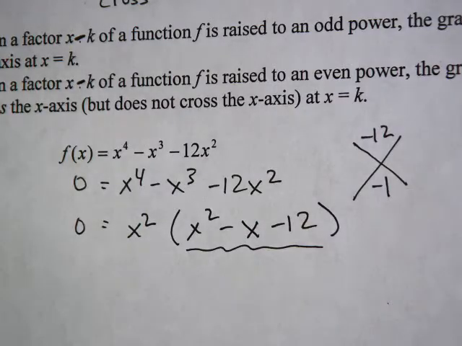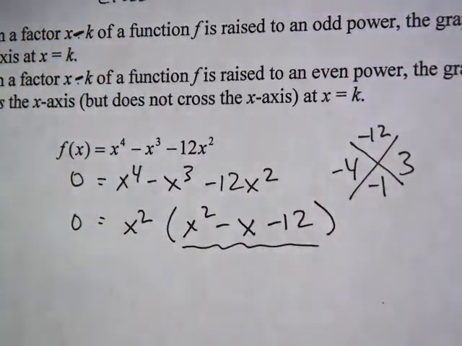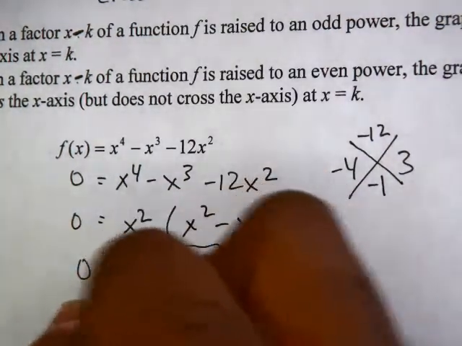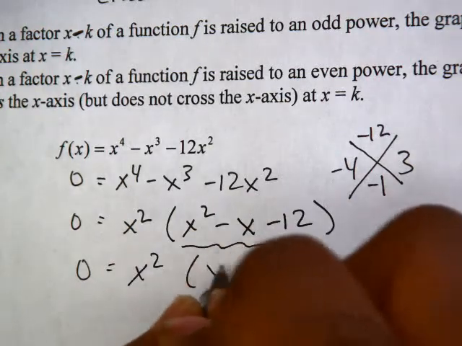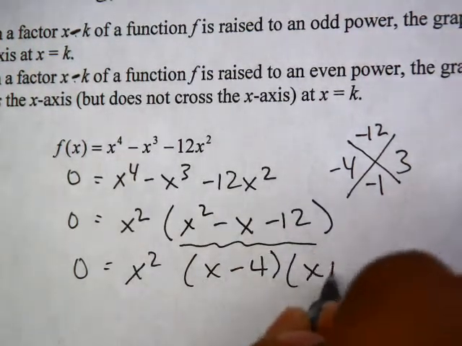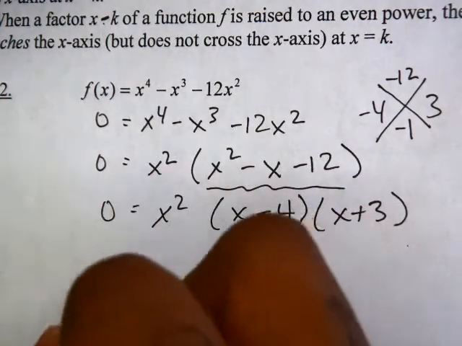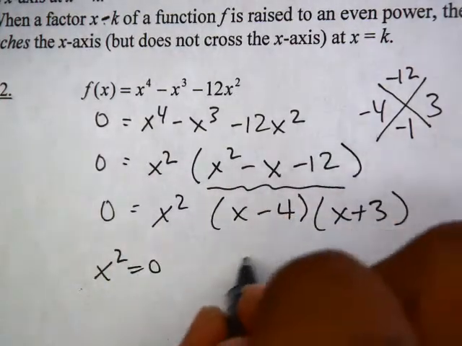Negative 12 on the top and negative 1 at the bottom. So I need to multiply to negative 12 and add up to negative 1. The two numbers are negative 4 and positive 3. So that's x squared, x minus 4, and x plus 3. To solve it, I need to separate these factors out and set them all equal to 0.